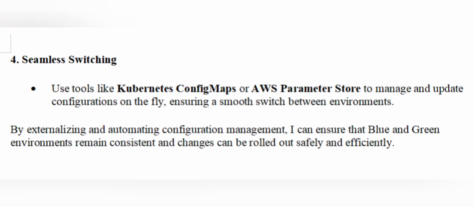Fourth is seamless switching. Use tools like Kubernetes config maps or AWS parameter store to manage and update configurations on the fly, ensuring a smooth switch between environments. By externalizing and automating configuration management, I can ensure that blue and green environments remain consistent and changes can be rolled out safely and efficiently.